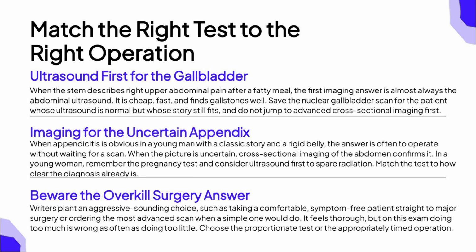Next, the appendix. When the diagnosis is obvious in a young man with a classic story and a rigid belly, take him to the operating room without a scan. When the picture is uncertain, cross-sectional imaging confirms it. In a young woman, think of the pregnancy test first and consider ultrasound to spare radiation. Finally, beware the overkill answer. On this exam, doing too much is wrong just as often as doing too little.